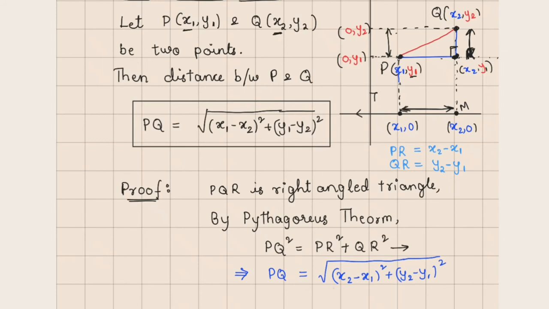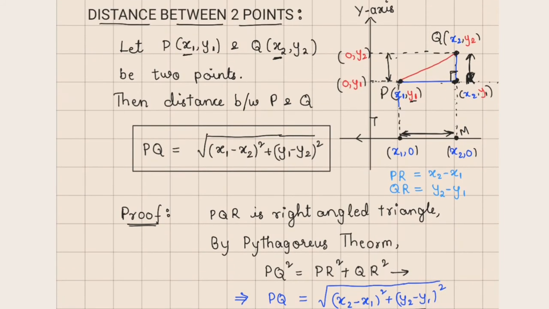So PQ will be root over x2 minus x1 whole square, which is PR square, plus y2 minus y1 square, which is QR square. So the distance PQ is root over x2 minus x1 whole square plus y2 minus y1 whole square. So the distance between 2 points P and Q, which is x1 comma y1 and x2 comma y2, is root over x1 minus x2 whole square plus y1 minus y2 whole square. So just you need to remember this formula, and you should have a good idea how we got this formula, which is from the Pythagoras theorem.